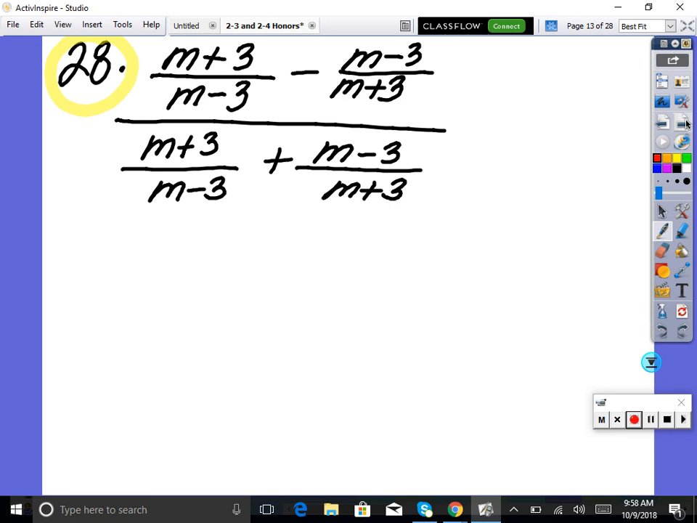Okay, everyone, look at 28. So, focusing in sections, you'd say I need to get a common denominator. We're just focusing right here. So wouldn't I need to multiply by m plus 3?